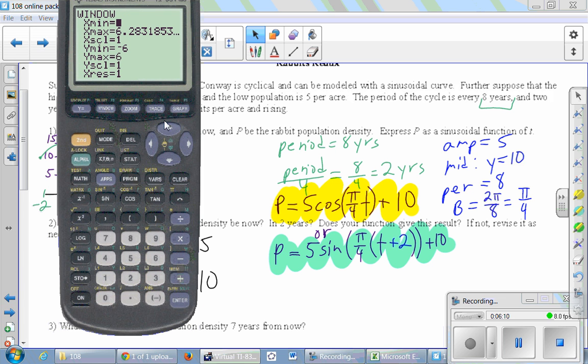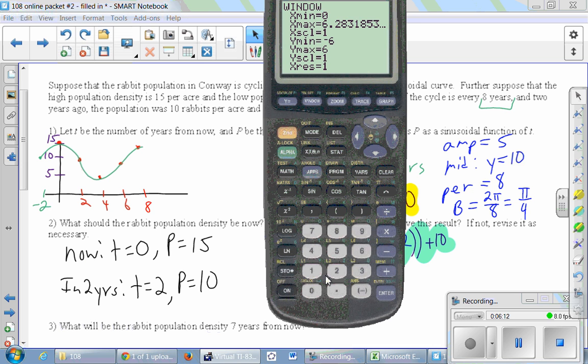And let's go ahead and do what I had said. We'll look at the window here. So how about we go -2 to 8, just so it looks exactly like we drew up here. And then the bottom at 0 and the top at 15. And how about we go by 2s? Those are the quarter periods that we saw.